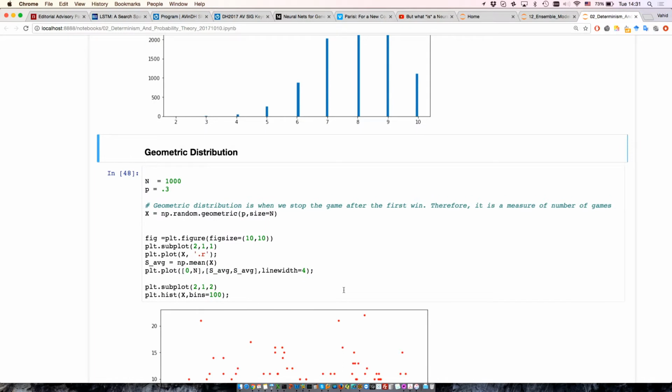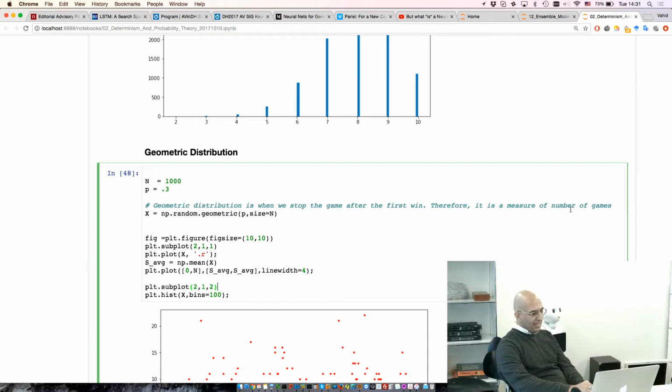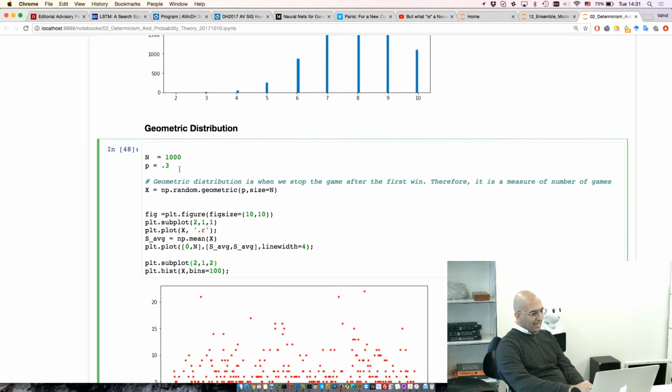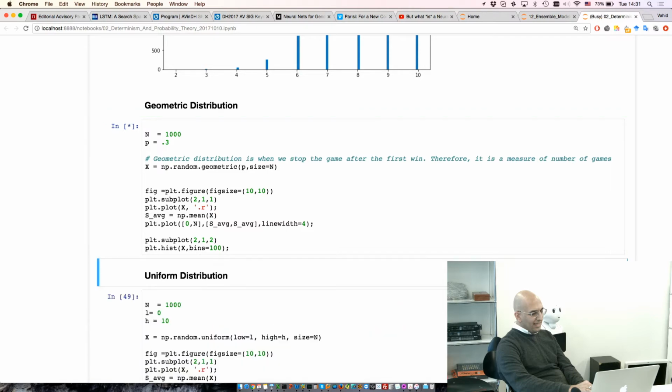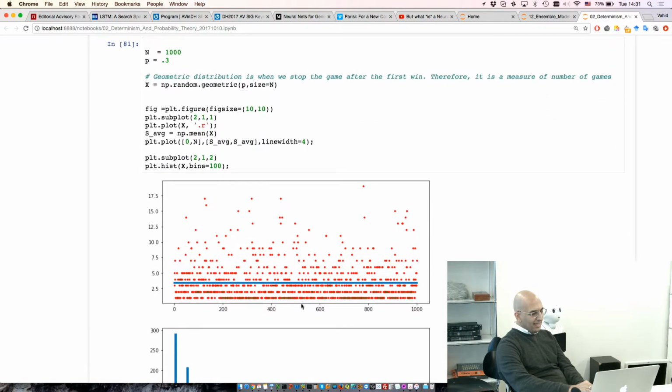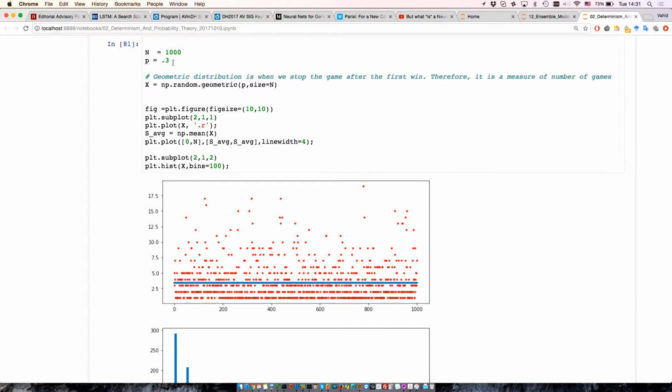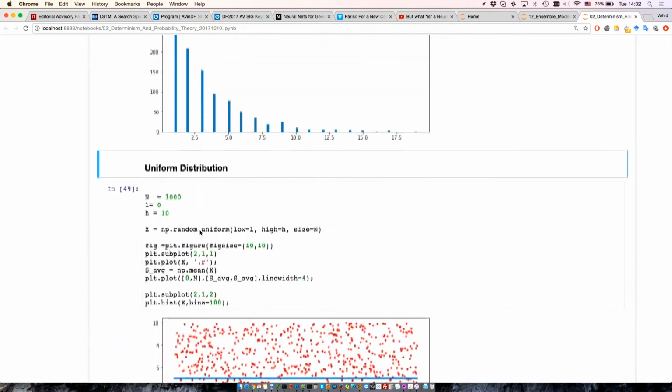Now the geometric distribution is when we stop the game after the first win. So it's a measure of the number of games we need to play before we stop. You just say, I play as long as I'm losing. If I win the game, I stop. Here you just say the probability is 0.3. What is your expected value? Just play with that again. It's simple. And then you have different patterns. It says, for example, you need to play at least 3 times out of 10 to quit the game, which is again logical, right? These are all the things.